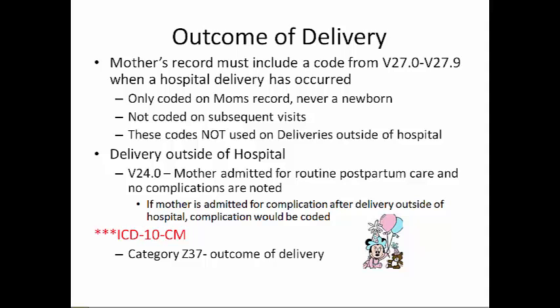Every mother's record that has a delivery occur in the hospital must include a code from Z3A to Z37, which would indicate a single live born, if there's twins, or if there was a stillbirth. These codes would be sequenced as a secondary diagnosis and never a principal diagnosis. These are only coded on mom's records, never a newborn. They're not coded on subsequent visits, so only on that delivery.